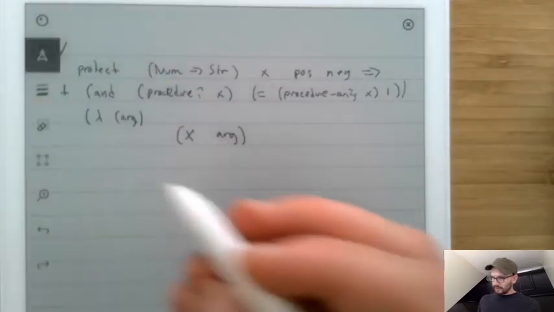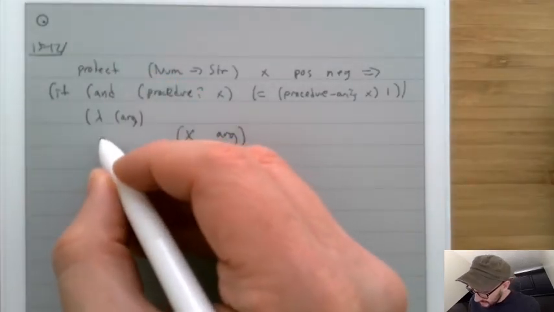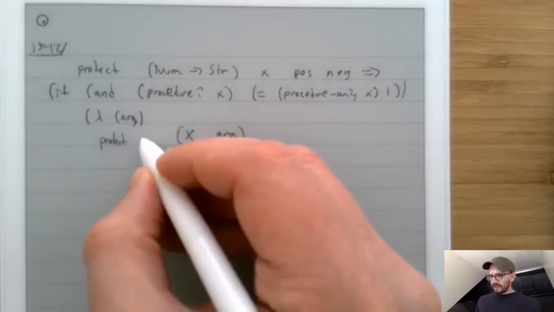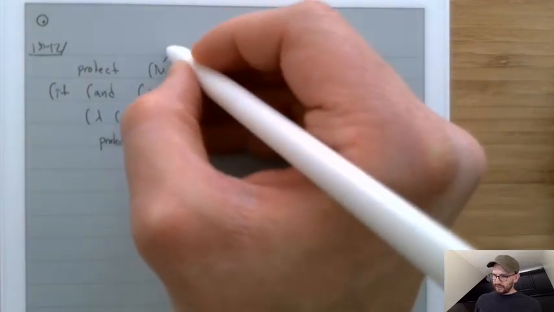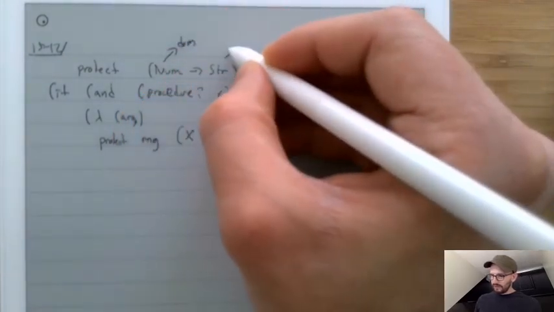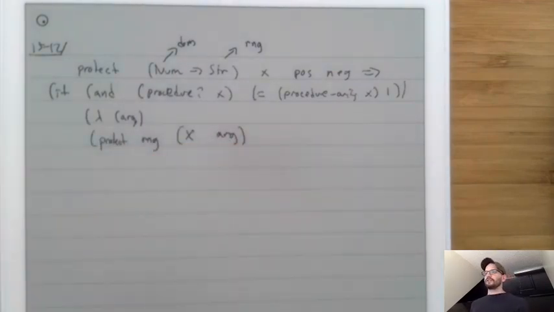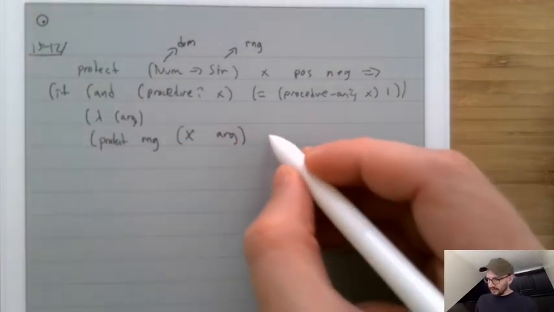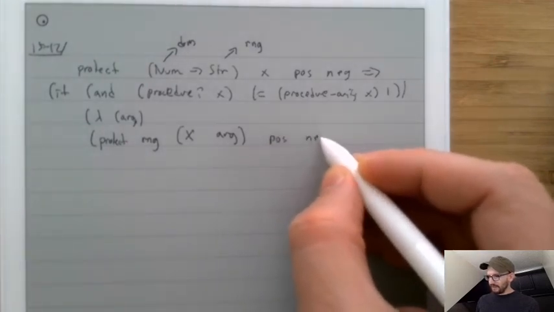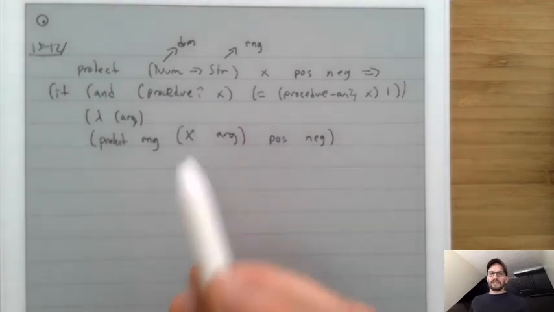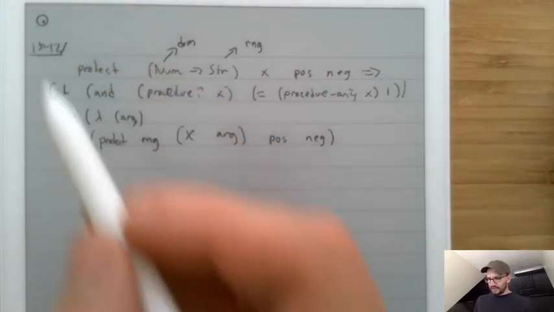So what we're going to do is call protect, and we've got to make sure that it returns the appropriate range. The number is the domain, the string is the range. We've got to make sure it returns the appropriate range, and the positive and negative labels are the same. But now, notice that we don't enforce the domain. We're not checking to make sure that the argument really is in the right domain. So let's do that.